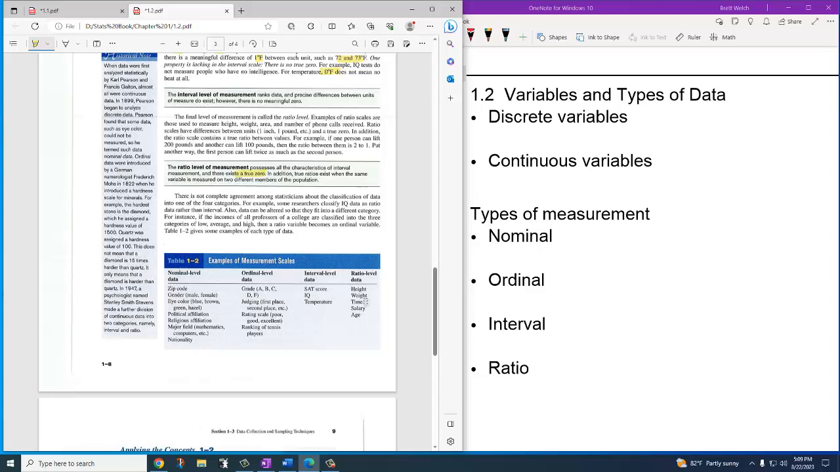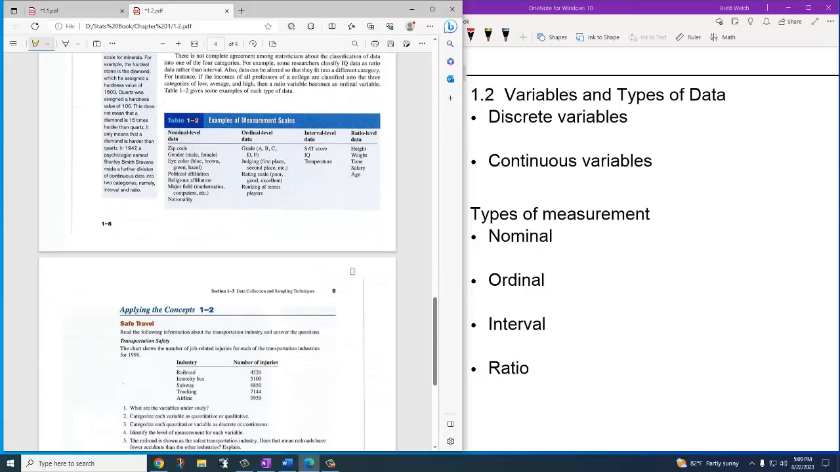But your height, there is such a thing as a height of 0. It does mean something. It means no height. Weight, time, how many seconds? 0 seconds. Salary, your age. Those are all examples of ratio level. And that's what we need to understand.